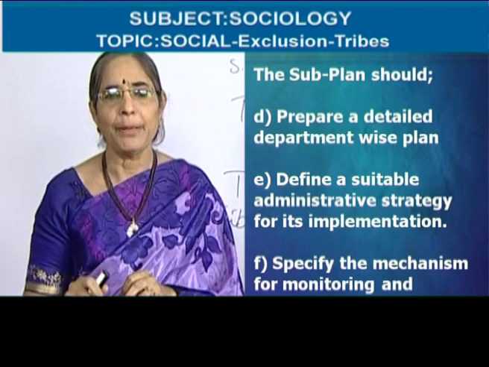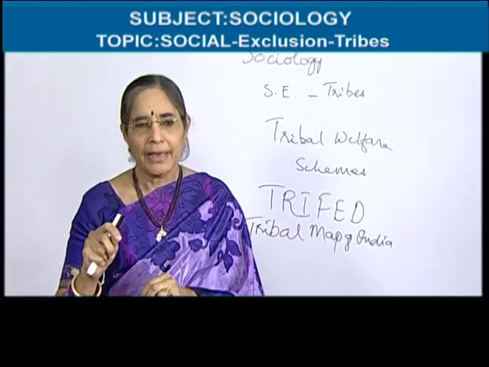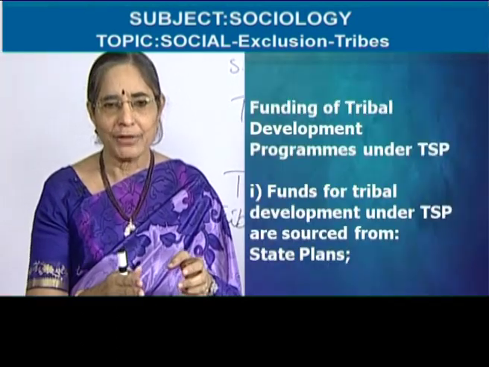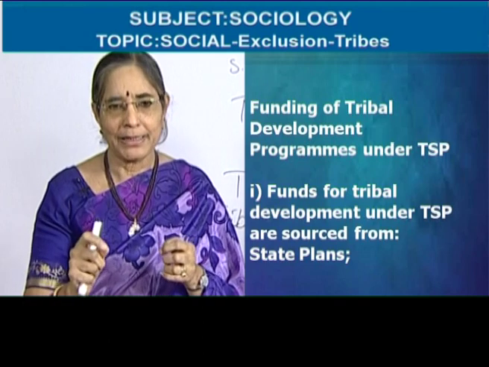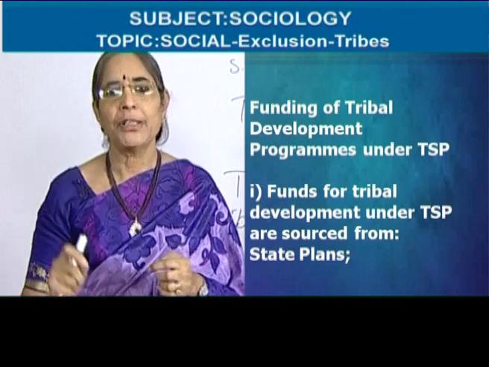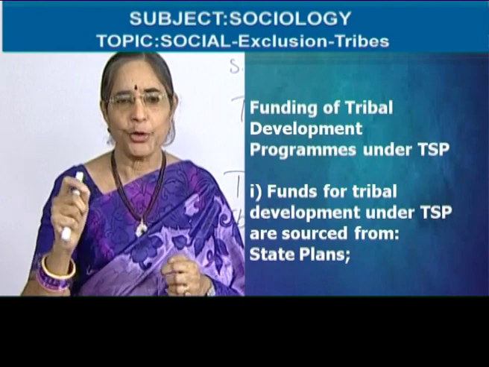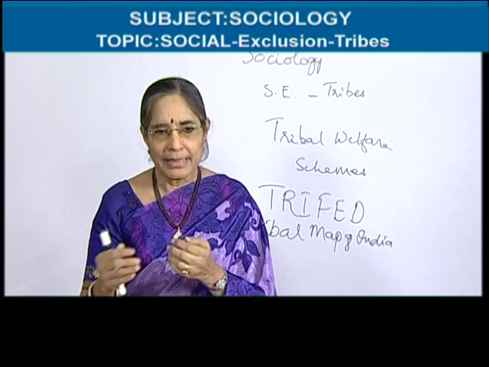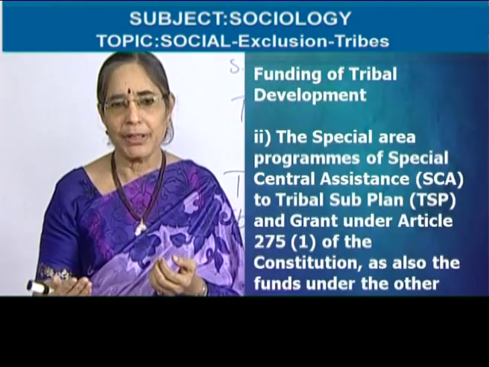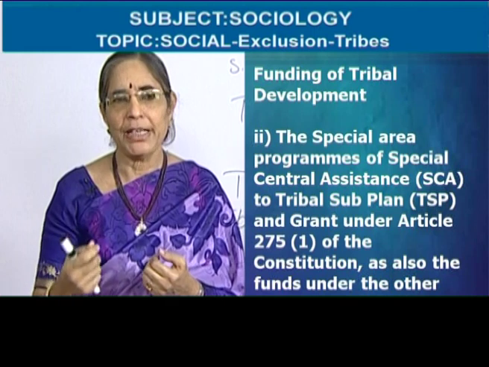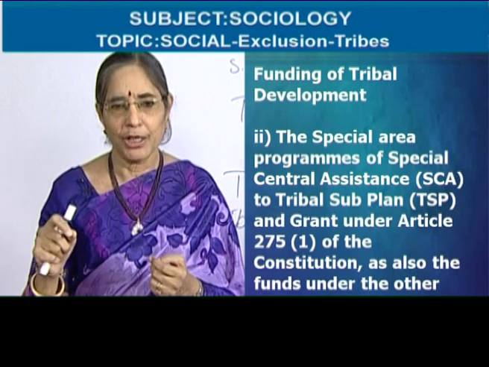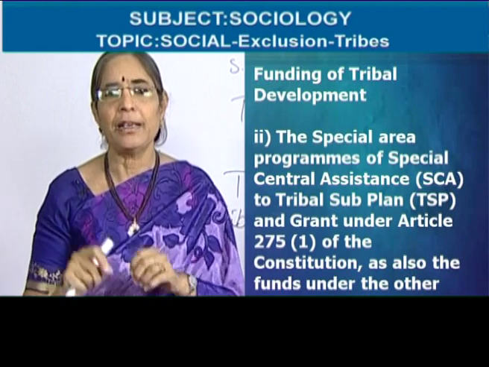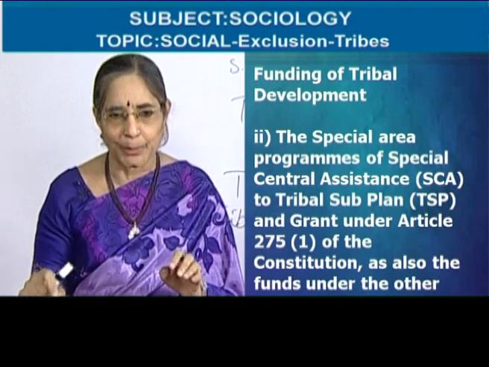Funding of tribal development programs under TSP is mainly taken from 4 different types of funds. The first one is tribal development funds under the tribal sub-plan, which will be sourced from state plans. Each state will have its own funding. And the second one is certain grants that will be given under Article 275 Clause 1 of the Constitution by the central government. These are known as Special Central Assistance for Tribal Sub-Plan.